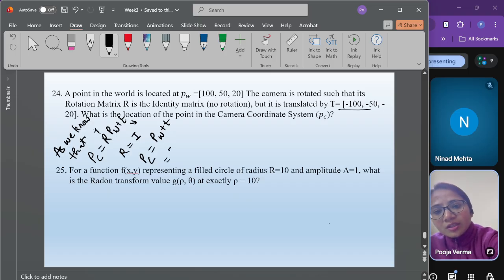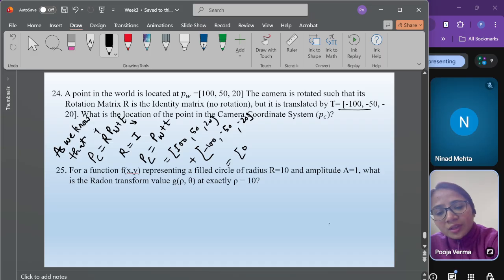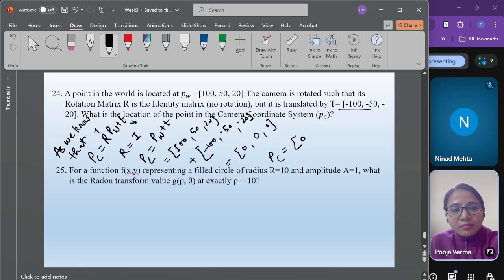So PW is given as 100, 50, and 20 plus, and it is given -100, -50, and -20, right? So if you just add this, 100 minus 100 will be 0 only. 50 minus 50 will be 0 and 20 minus 20 is 0 only. So it is the origin itself. What is the location of the point in the camera coordinate system? PC will be 0, 0 and 0. So this is the answer for this one.